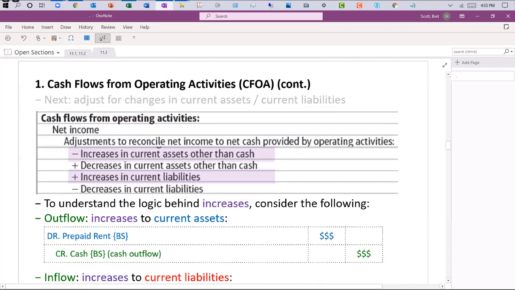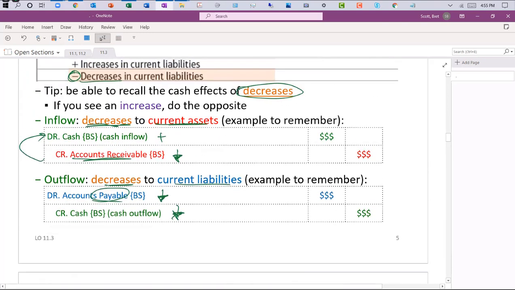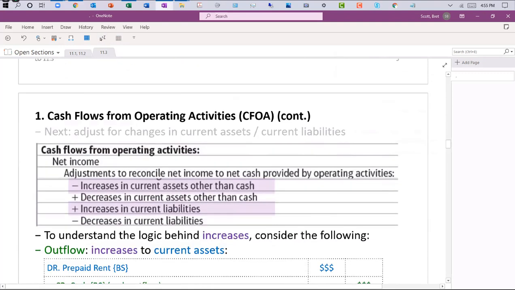What if, though, it's the opposite? What if these are increases to current assets and current liabilities? Well, you just simply do the opposite of what you see up above. If you see an increase, do the opposite of what happens with a decrease, or however you want to remember it. Here are some other examples you can think of.